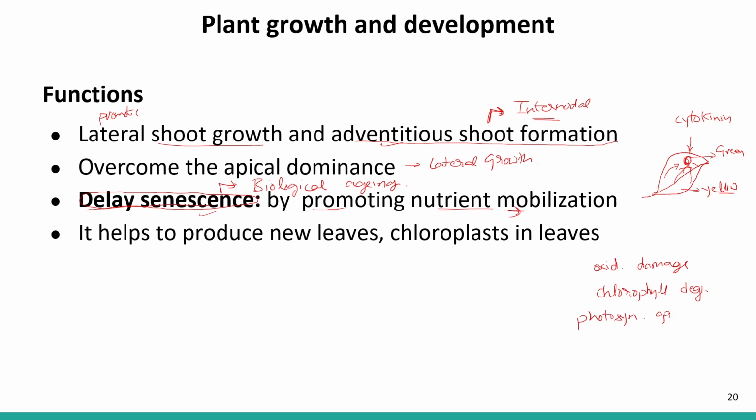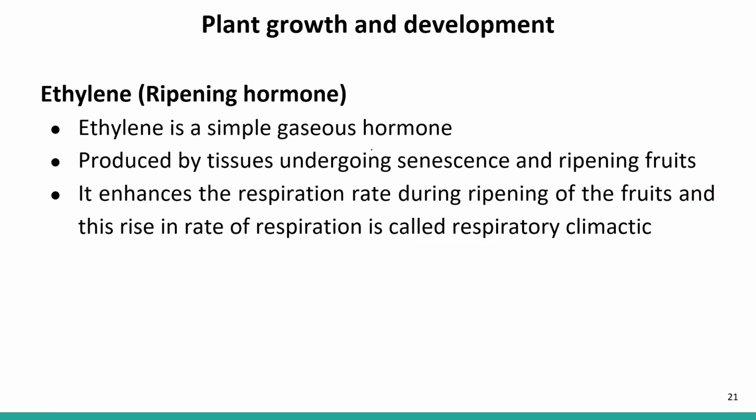Photosynthetic apparatus also deteriorates or disintegrates. Okay, degenerates. So all these things happen during senescence, and cytokinin, what does it do? It will reverse all these effects. Alright. Another role of cytokinin is to help produce new leaves and chloroplasts in the leaves.